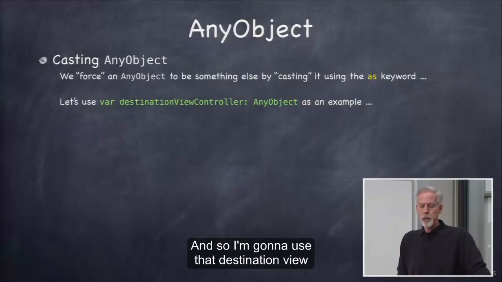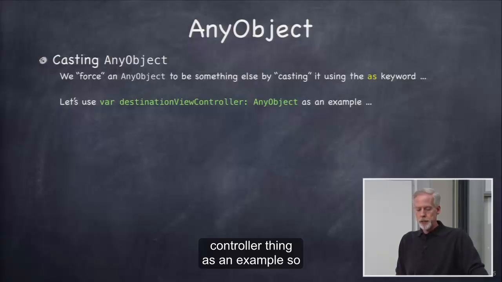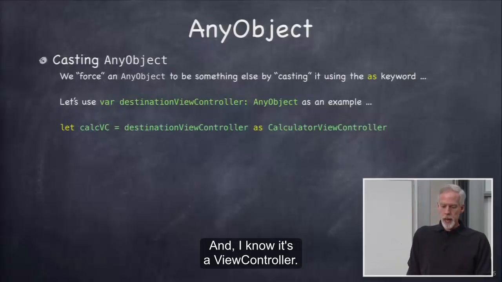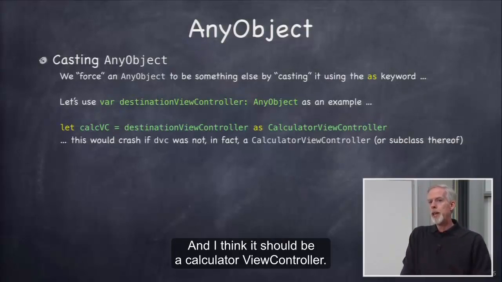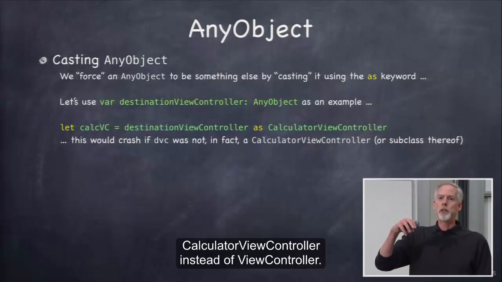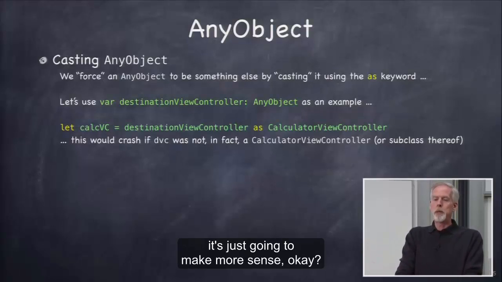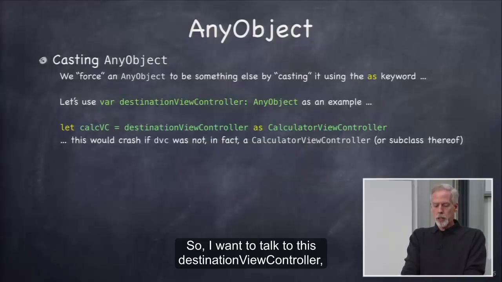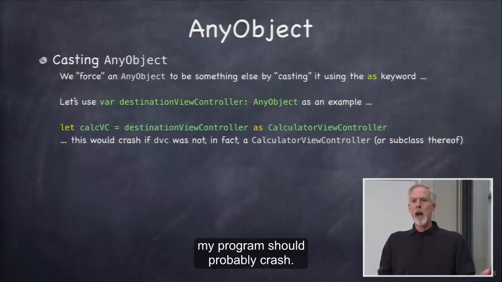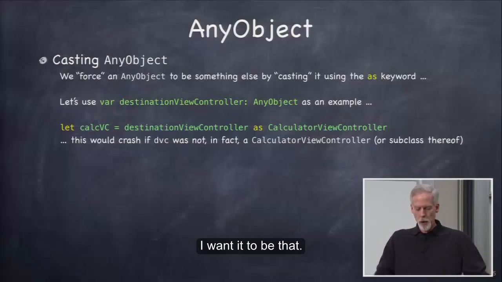And so I'm going to use that destination view controller thing as an example. So I've got this property, destination view controller. It's an any object. And I know it's a view controller, and I think it should be a calculator view controller. So I'm going to be using in my examples calculator view controller. Imagine we had called our calculator view controller instead of view controller. I'm doing that in the examples because it's just going to make more sense. So I want to talk to this destination view controller, which is any object, and I know that it's a calculator view controller. And if it's not a calculator view controller, my program should probably crash, because in the context I'm using it, I want it to be that.